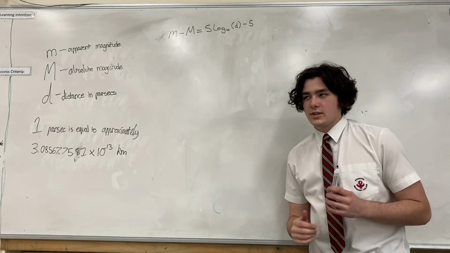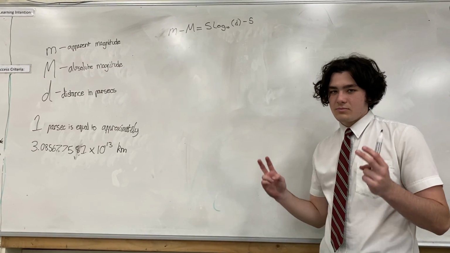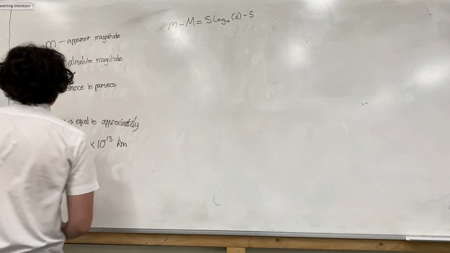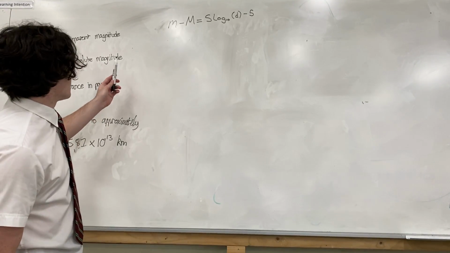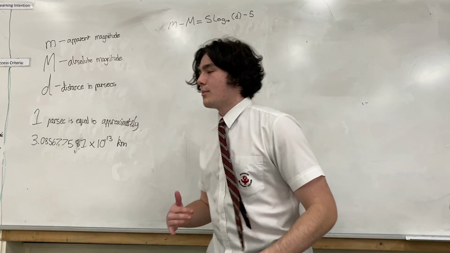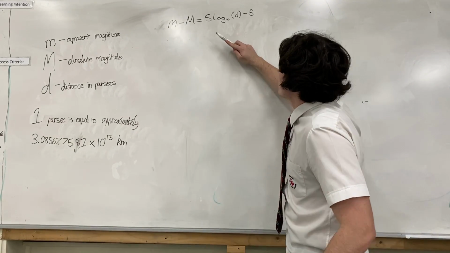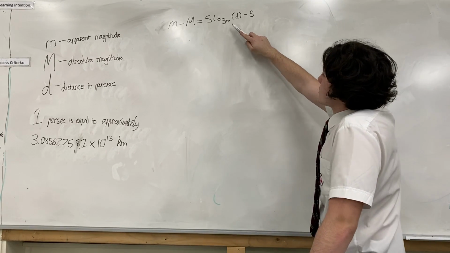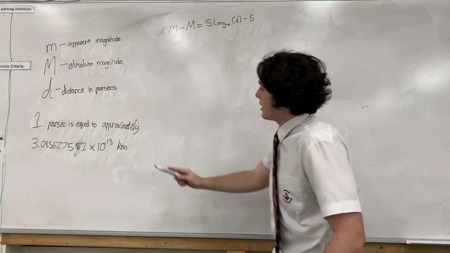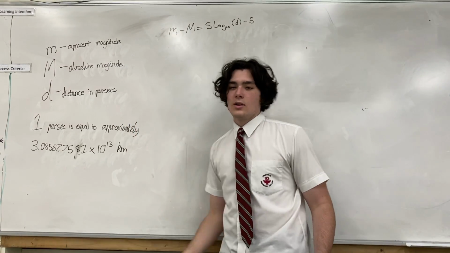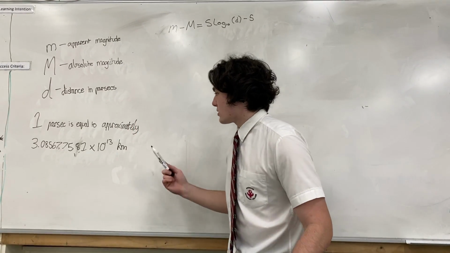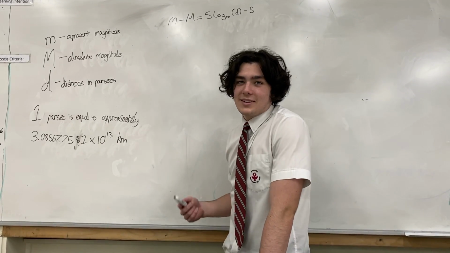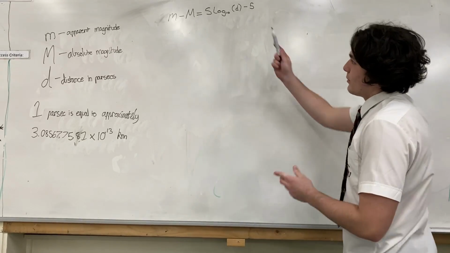For some celestial objects, we know how bright they are from a distance of 10 parsecs. So from a distance of 10 parsecs, we give it a magnitude value, or how bright it is. And this small m minus big M is going to equal 5 log to the base 10 of the distance. And this distance is also measured in parsecs. You can read here, 1 parsec is approximately equal to 3.0857 times 10^16 meters. Minus 5.